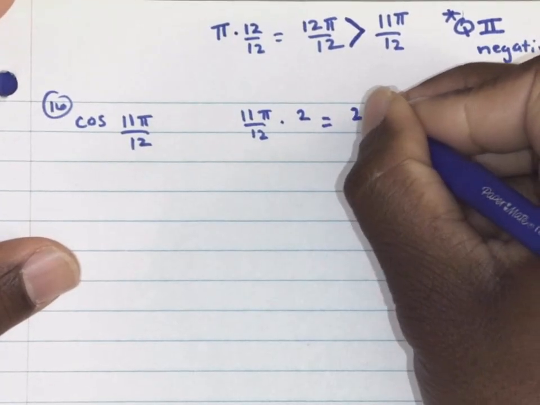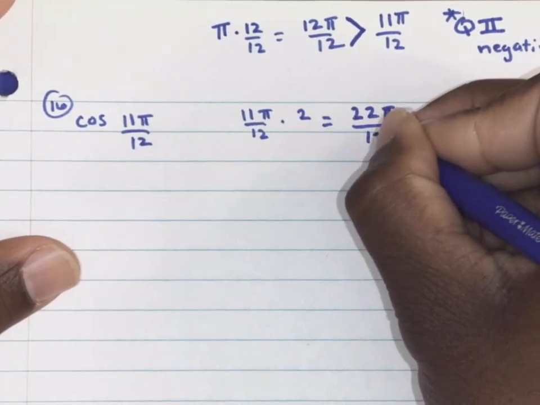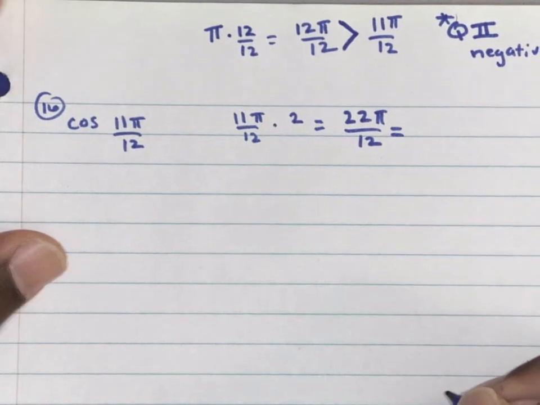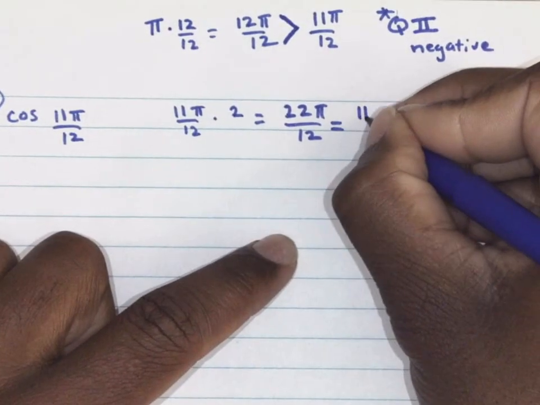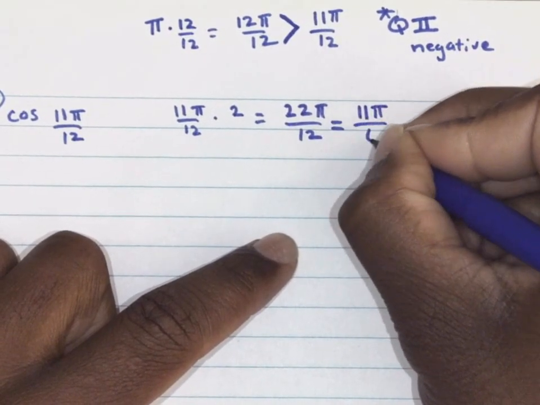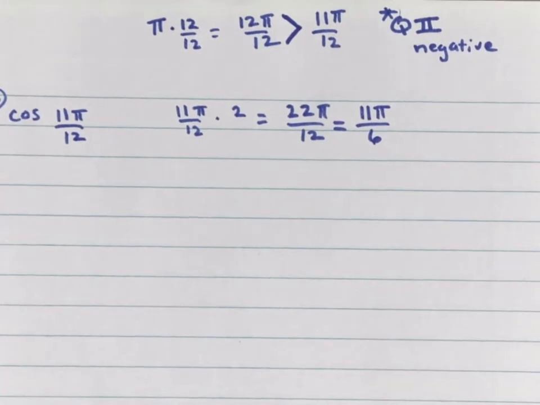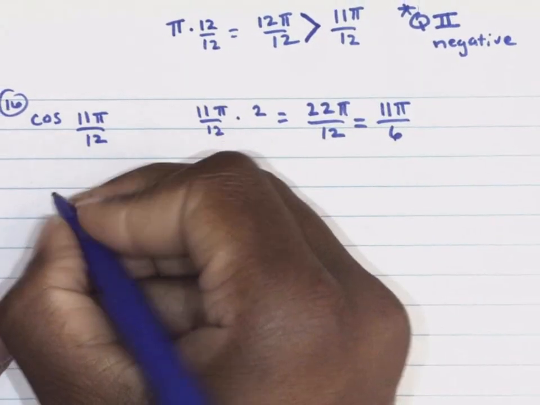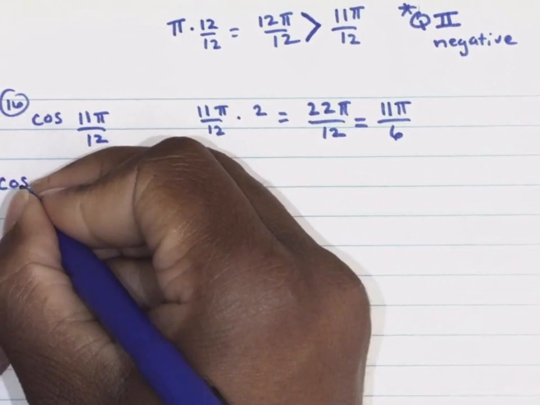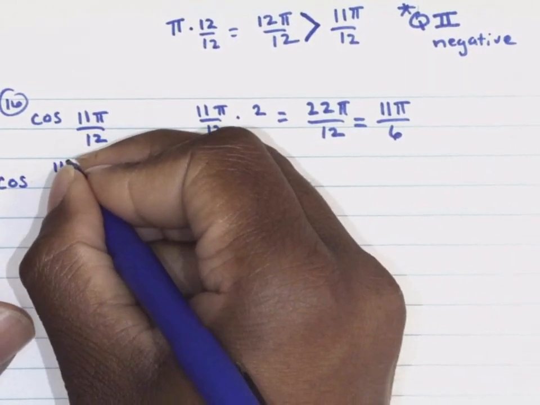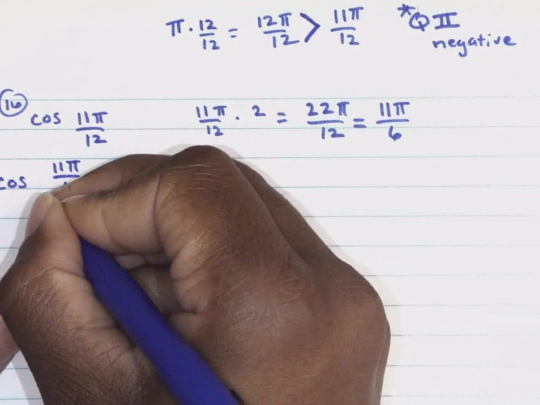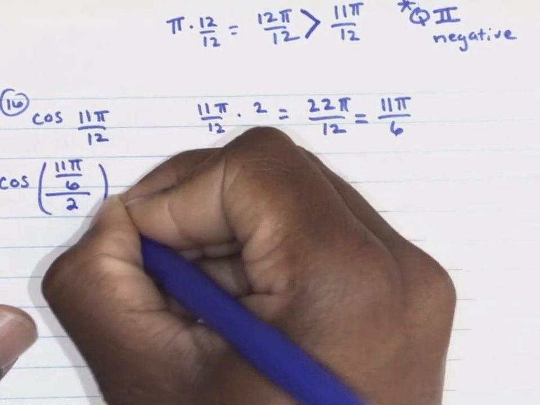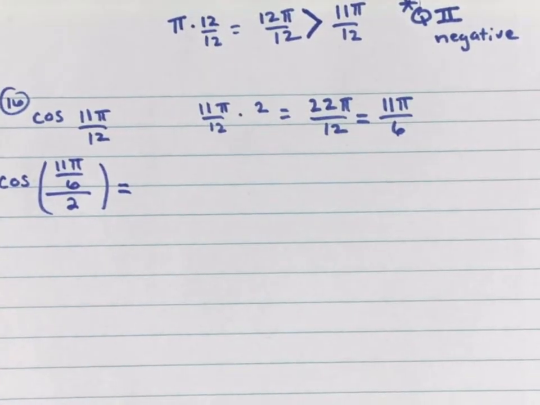That gives me 22 pi over 12. I'll divide the top and the bottom by 2, and I get 11 pi over 6, which is 330. So this angle will be in the 4th quadrant. So cosine of 11 pi over 6 divided by 2, because we're doing the half angle. That's how the formula looks.